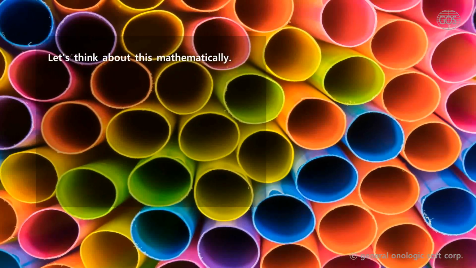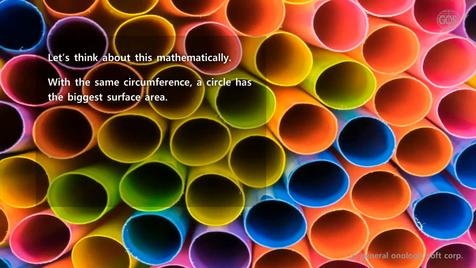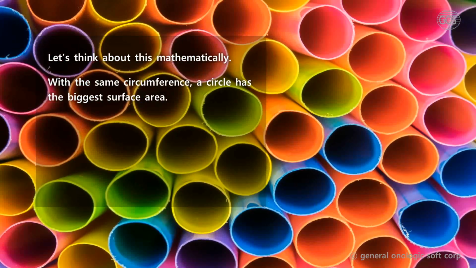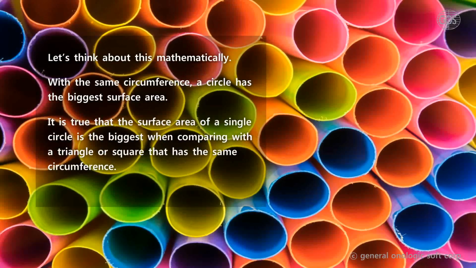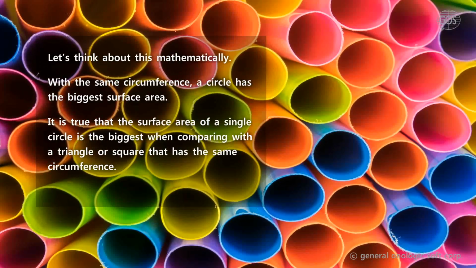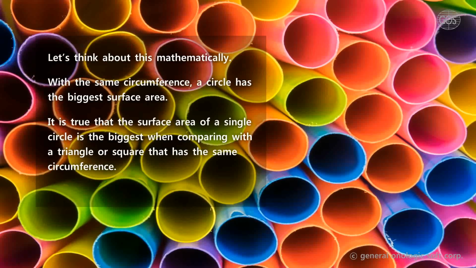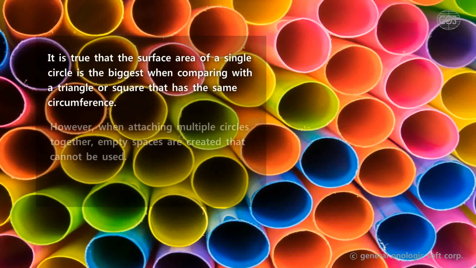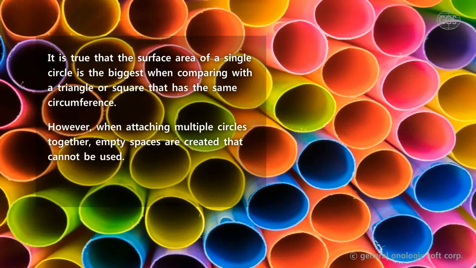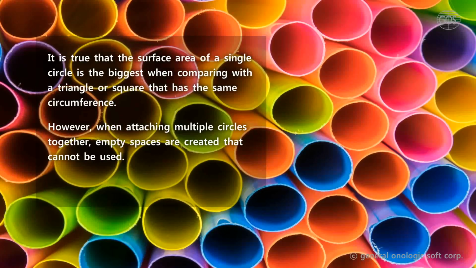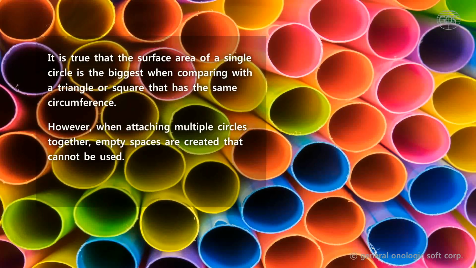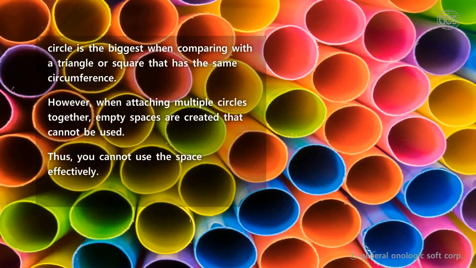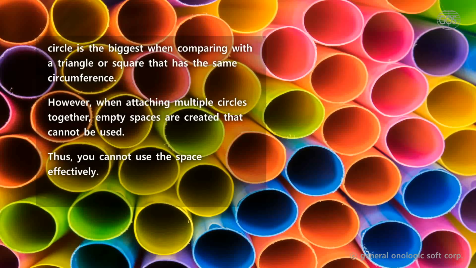Let's think about this mathematically. With the same circumference, a circle has the biggest surface area. It is true that the surface area of a single circle is the biggest when compared with a triangle or square that has the same circumference. However, when attaching multiple circles together, empty spaces are created that cannot be used. Thus, you cannot use the space effectively.